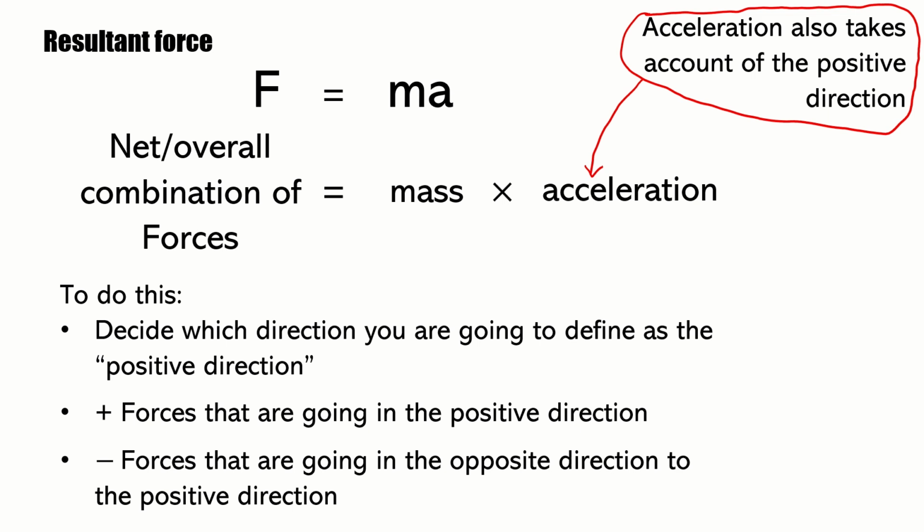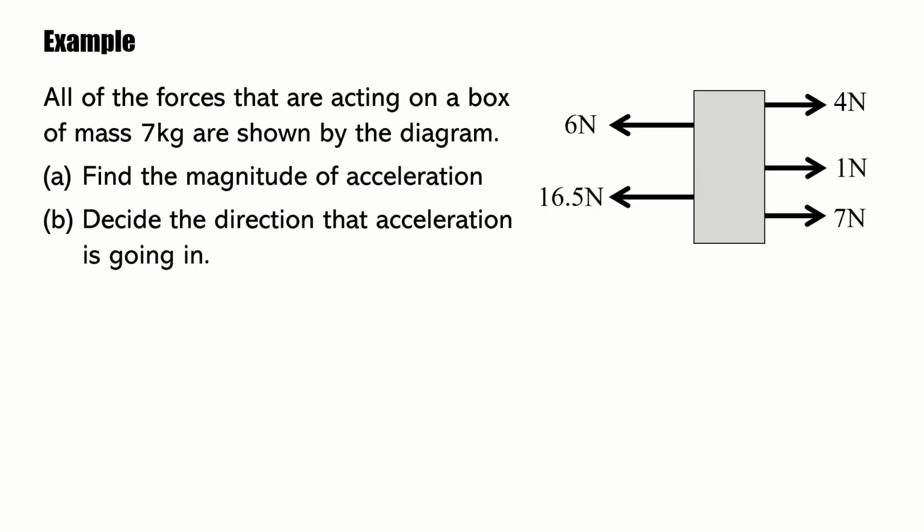So let's put this idea into practice. We've got an initial example here, and the question says all the forces that are acting on a box of mass 7 kilograms are shown by the diagram. In many ways, this is a bit of a weird example in the fact that they've given us a force diagram already with all of the forces that we need on it, because normally we have to consider for ourselves extra forces that we know just from the environment should also be there, things such as weight or sometimes a normal reaction force and things like that.